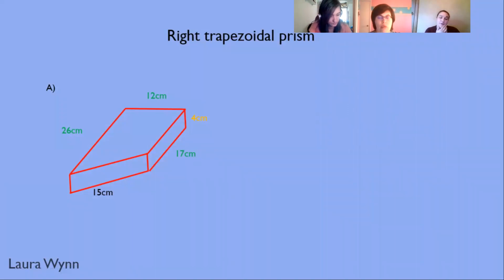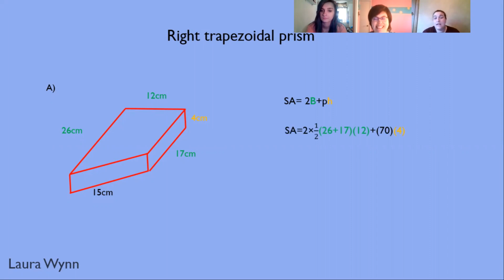Okay, so now we're going to have to find the surface area of this right trapezoidal prism. To do that, you need the surface area formula, and I have my formula color-coded and my shape color-coded. So the surface area is 2b plus pH. All the green numbers is the base, the yellow number is the height, and for the perimeter you add up all the sides without including the height.